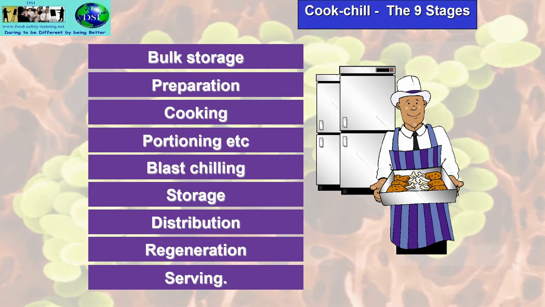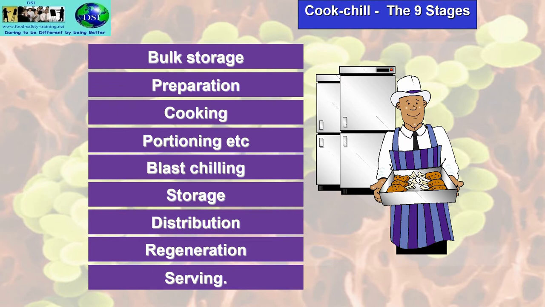Preparation must be done as quickly as possible and use small quantities at a time. Cooking thoroughly to 75 degrees C. Portioning, again, must be done quickly. Blast chillers are like fridges, if you've not encountered these, but they do continually blast very cold air over the product. And you can actually take food out of an oven straight into a blast chiller, and they'll take it down to between 1 and 4 degrees C within 90 minutes. They're that efficient. Then after blast chilling, storage, either refrigerated, frozen or chilled.